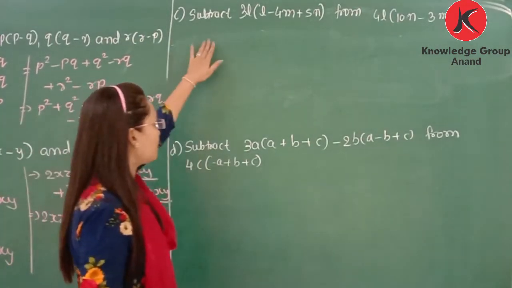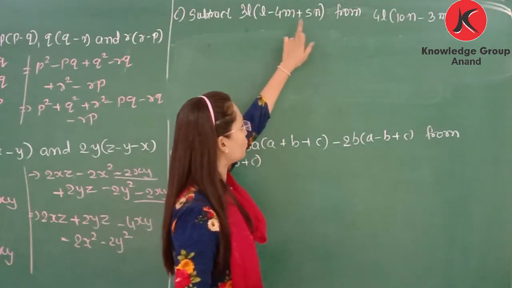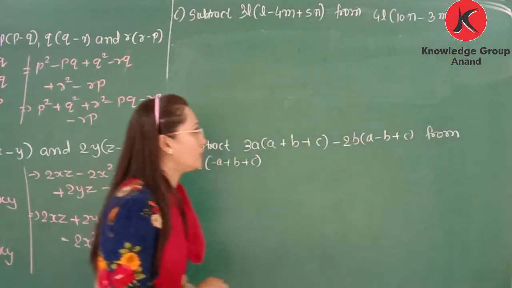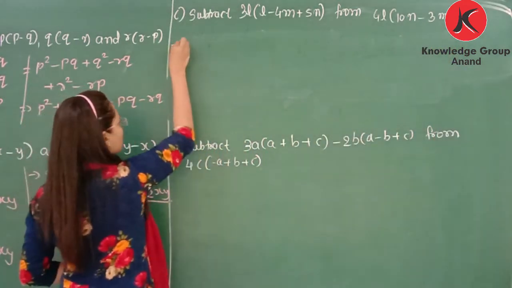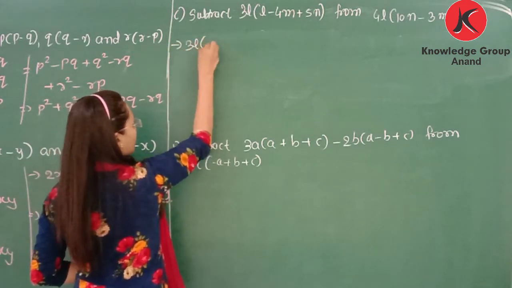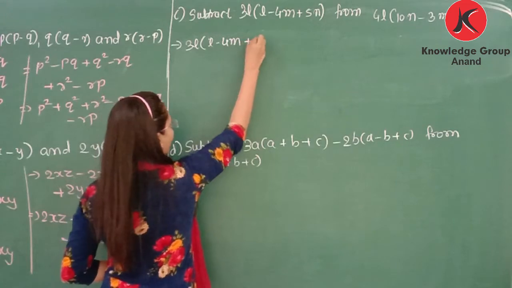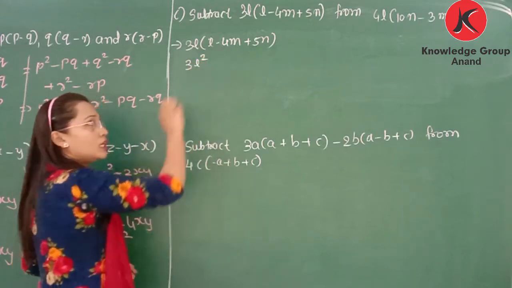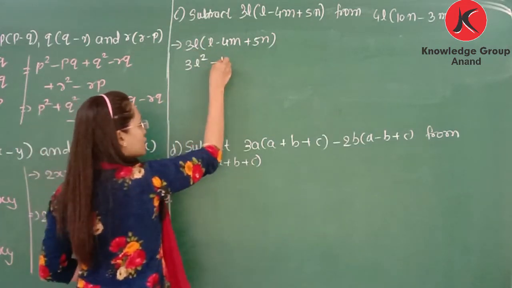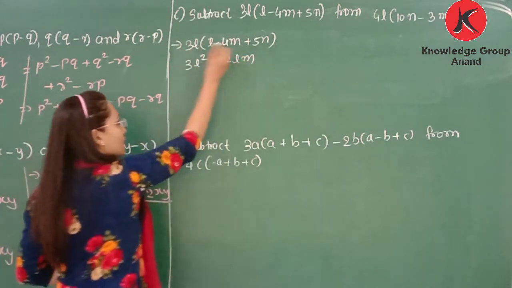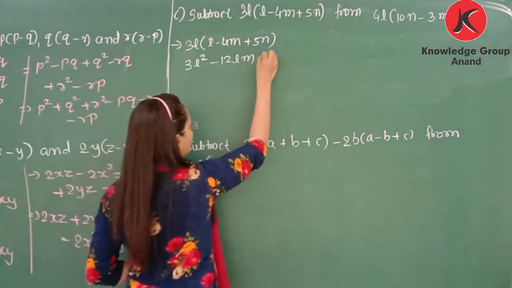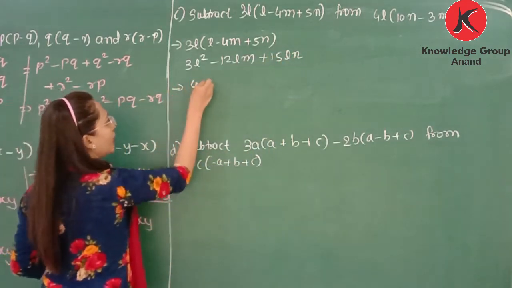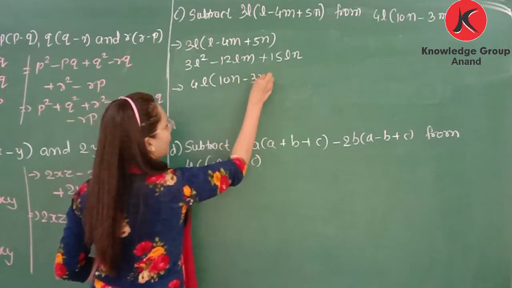Now see part. Subtract 3l into bracket (l minus 4n plus 5n) from 4l into bracket (10n minus 3n plus 2n). So here we will simplify both expressions first. First is 3l(l minus 4n plus 5n). Now simplify this. 3l multiplied with l becomes 3l square, 3l multiplied with minus 4n becomes minus 12ln, and 3l multiplied with 5n becomes 15ln.